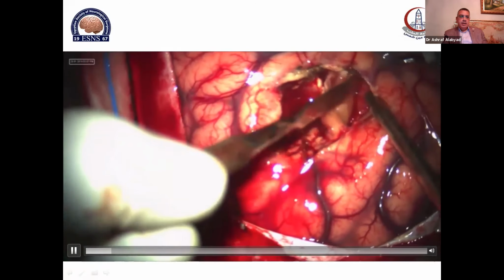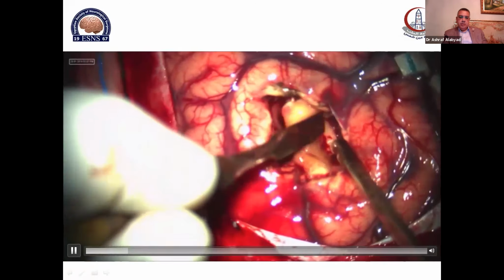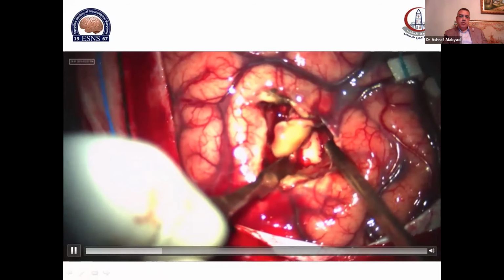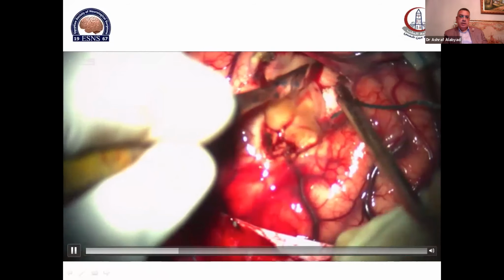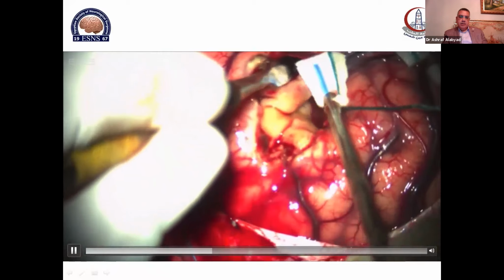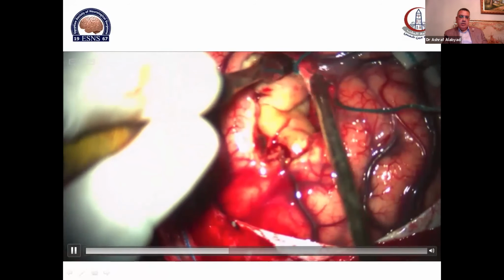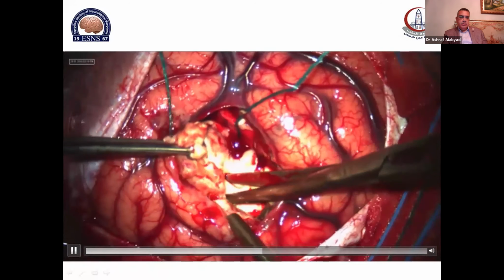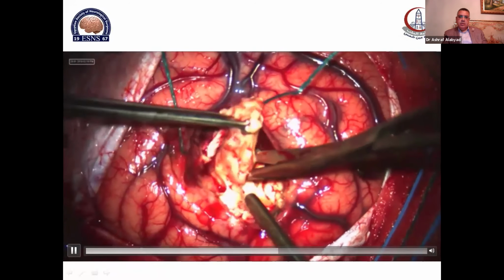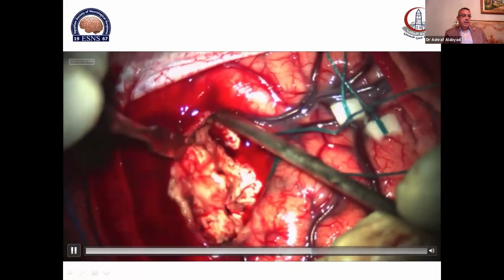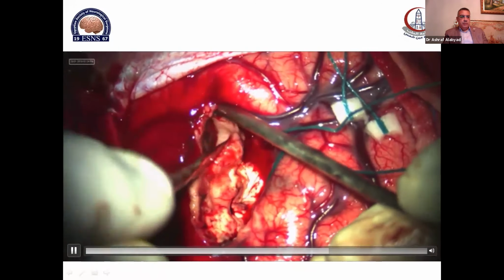This is the final stage after performing good devascularization of the tumor and performing internal debulking. Then it's easy to resect the tumor in an avascular field and to use either scissors or CUSA or sucker to remove the tumor.